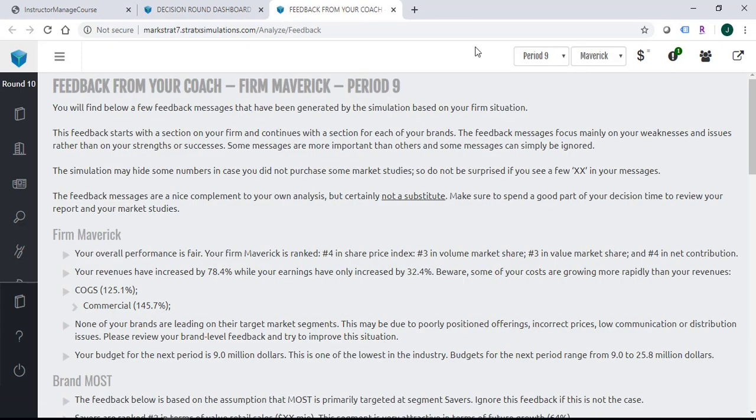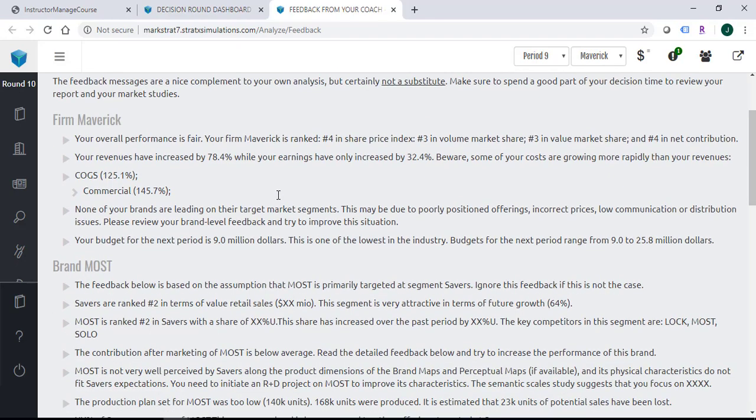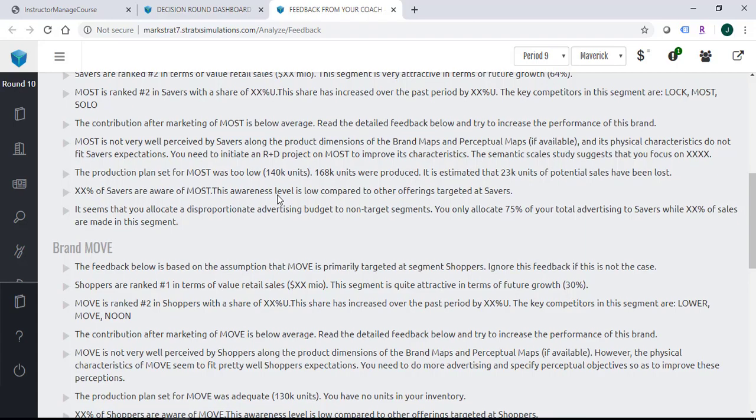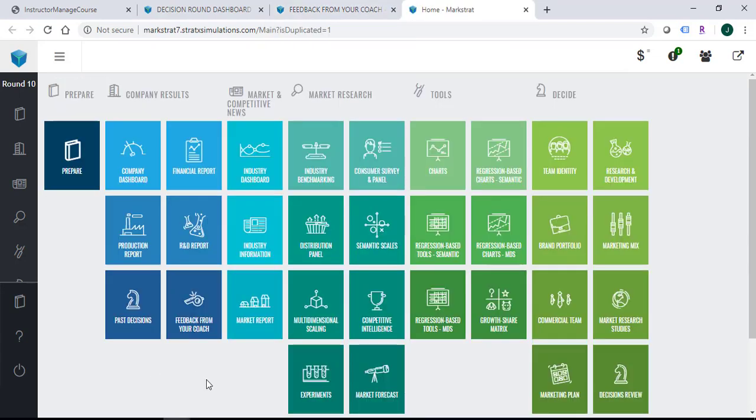This is feedback from period 9, and the software does provide certain recommendations to you. However, I would recommend you not only look at their recommendations. Rather, I think you should first understand the software, and understand how your decisions affect your results. Sometimes if you just follow the feedback from your coach, the information provided here may be misleading. So overall, you need to know exactly what your strategy is and how the software works. That is all for the company results section.